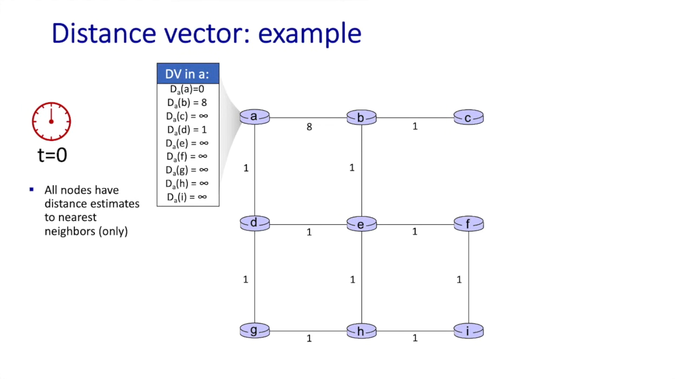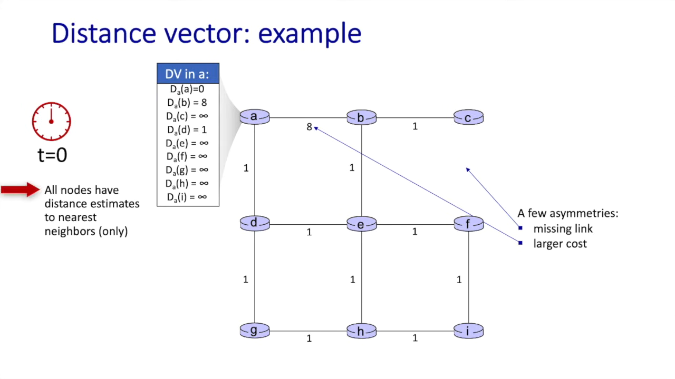And let's start with a high-level view of the overall structure of a computation. Here's a simple 9-node grid network that we'll use as our example. It's pretty symmetric, except there's a missing link between C and F, and this link here from A to B has a cost of 8, while all other links have a cost of 1.